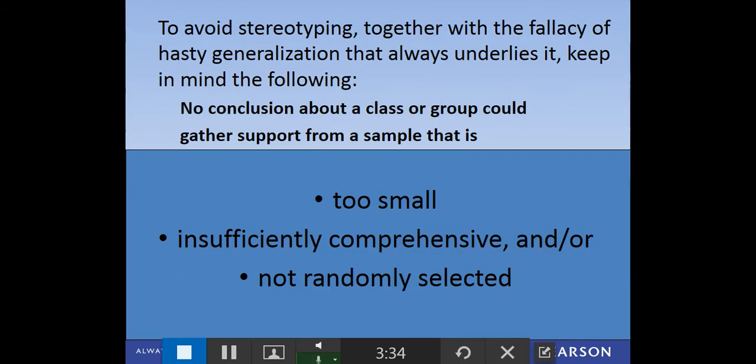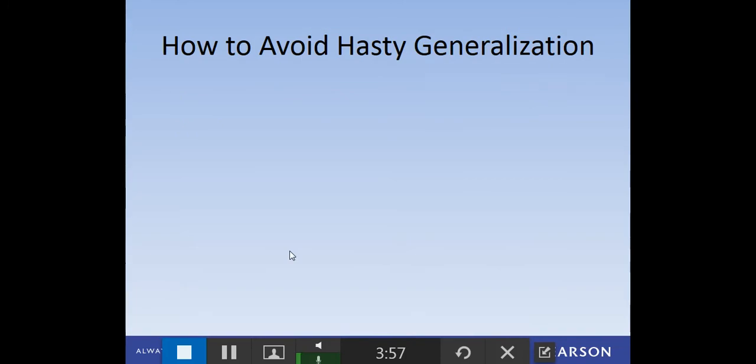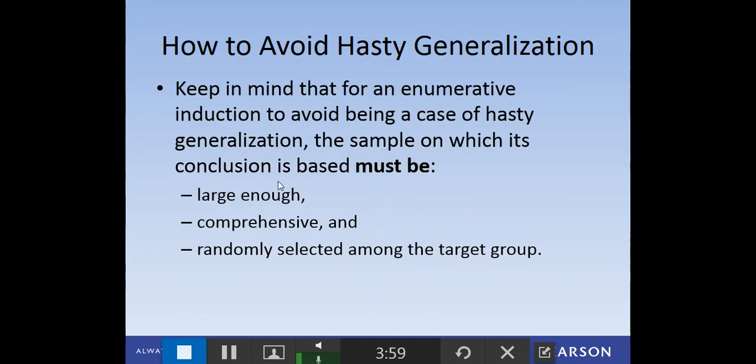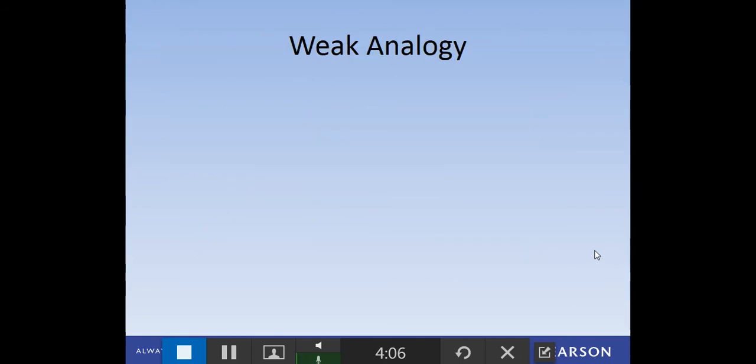Okay, so to avoid stereotyping, together with the fallacy of hasty generalization that always underlies it, keep in mind these things. No conclusion about a class could gather support from a sample that is too small, insufficiently comprehensive, or not randomly selected. So those are our criteria for making a generalization and wanting to avoid a hasty generalization. In order to avoid hasty generalization, we want to again make sure that the samples are large enough, comprehensive, and randomly selected among a targeted group.